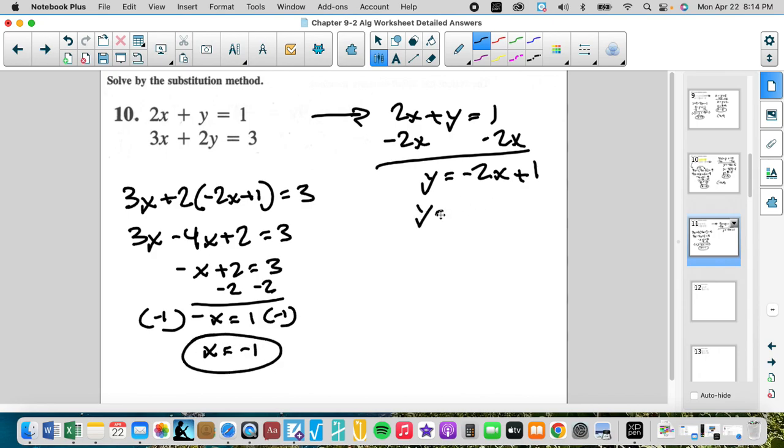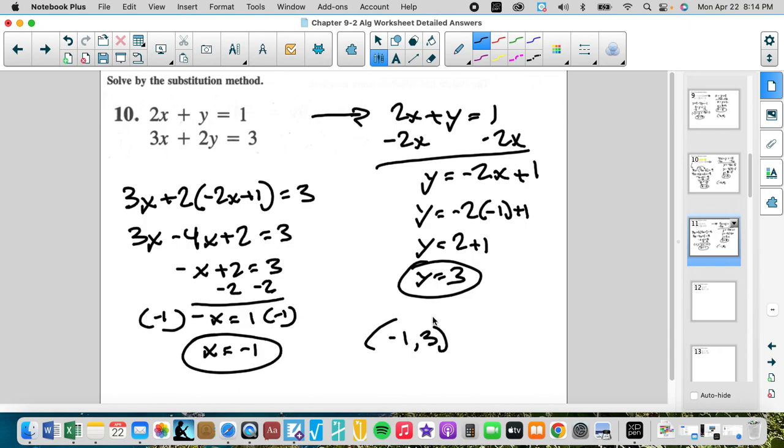And now we're going to plug it in. Negative 2 times negative 1 plus 1. Y equals 2 plus 1. Y equals 3. So we get negative 1, 3. Good. I like that. I think that's good.